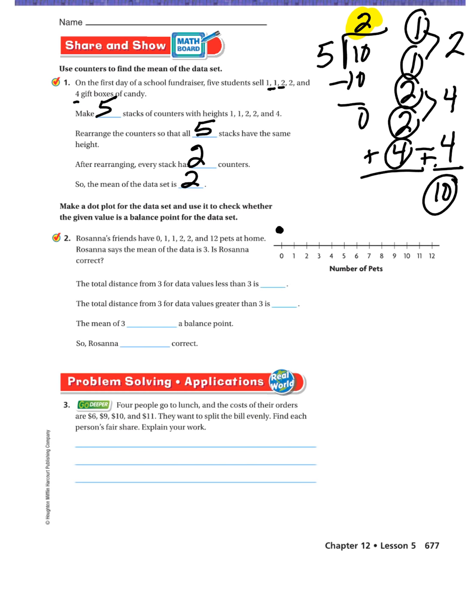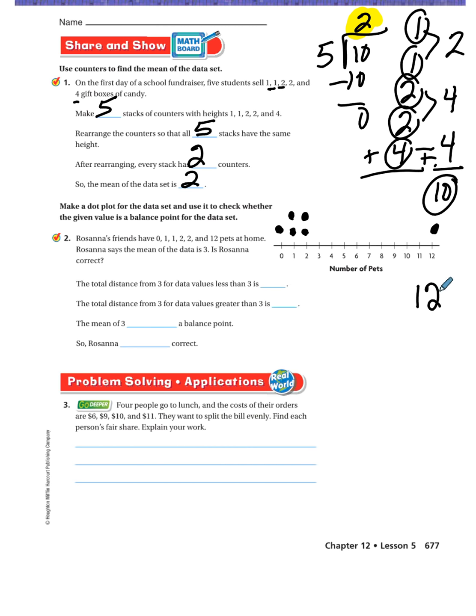So there is 1 of her friends who has 0 pets. 2 of her friends have 1 pet. 2 of her friends have 2 pets. And then 1 of her friends has 12 pets.